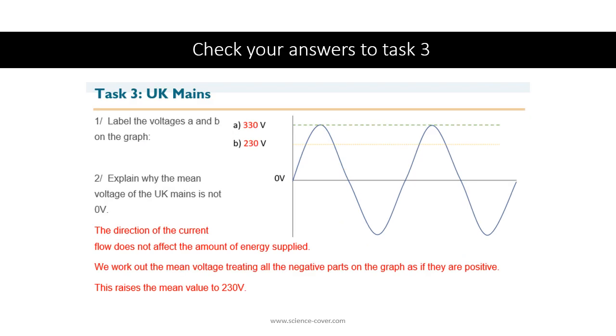Now pause the video and complete task 3. Let's check the answers to task 3. First, we have to label the peak voltage, which is 330 volts. Then we have to label the RMS voltage, which is 230 volts. Explain why the mean voltage of the UK is not 0. The direction of the current flow does not affect the amount of energy supplied. We work out the mean voltage, treating all the negative parts of the graph as if they were positive. This raises the mean value to 230 volts.